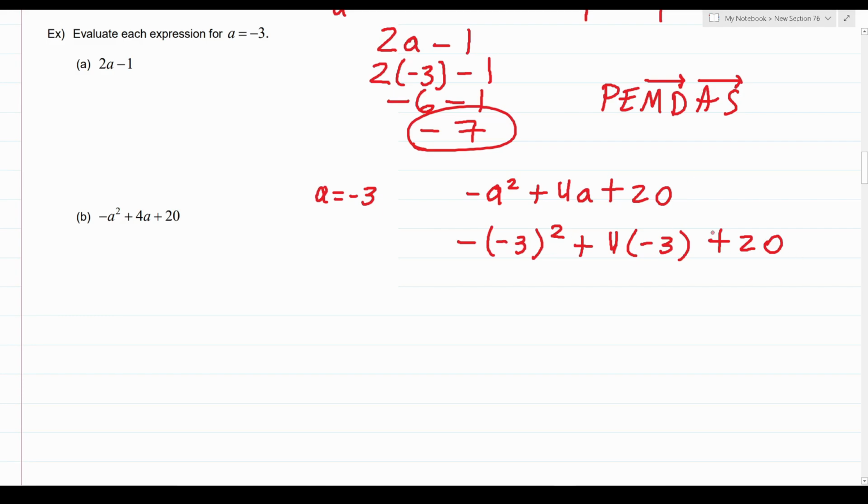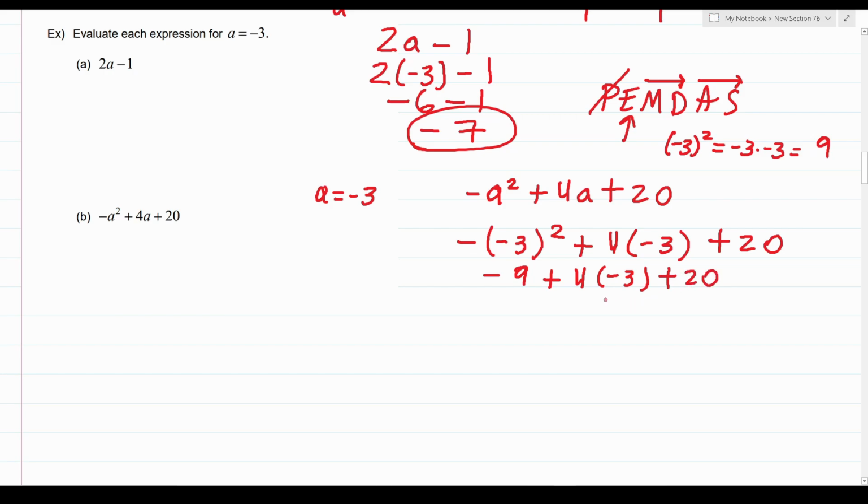So as I look through this expression, I don't see anything in parentheses to work out, so there's nothing to do there. That said, I do see exponents. I see -3 squared. So we've got to take care of that next. And I'm going to do that off to the side. We have -3 squared, which is the same as -3 times -3. A negative times a negative is a positive. So -3 times -3 is positive 9. But that said, we have this negative hanging out in front of this. So this becomes -9 plus 4 times -3 plus 20.